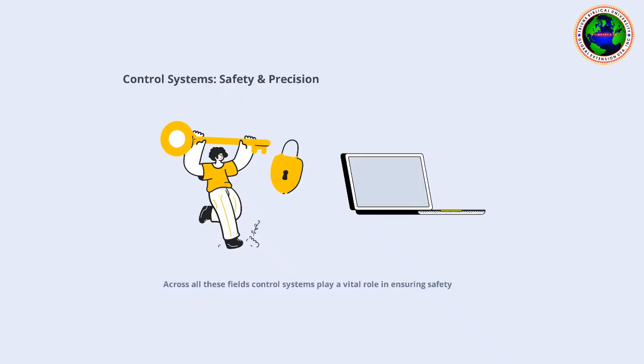Across all these fields, control systems play a vital role in ensuring safety, precision, and reliability. By using block diagrams, engineers can design systems that respond quickly to changes, maintain stability, and deliver consistent performance, whether it's in a robot, car, or aircraft.